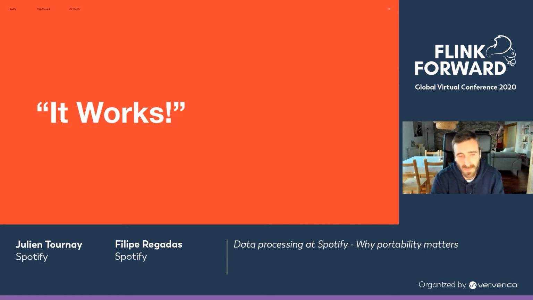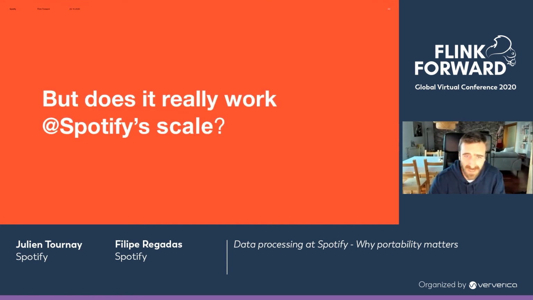And as we know, production jobs can have a completely different set of requirements. The amount of data that they handle is orders of magnitude higher. So immediately we found ourselves with a question: does it really work at our scale? As Julian talked about previously, we handle petabytes of data. We have jobs that process hundreds of terabytes a day. Can we actually make this setup work?